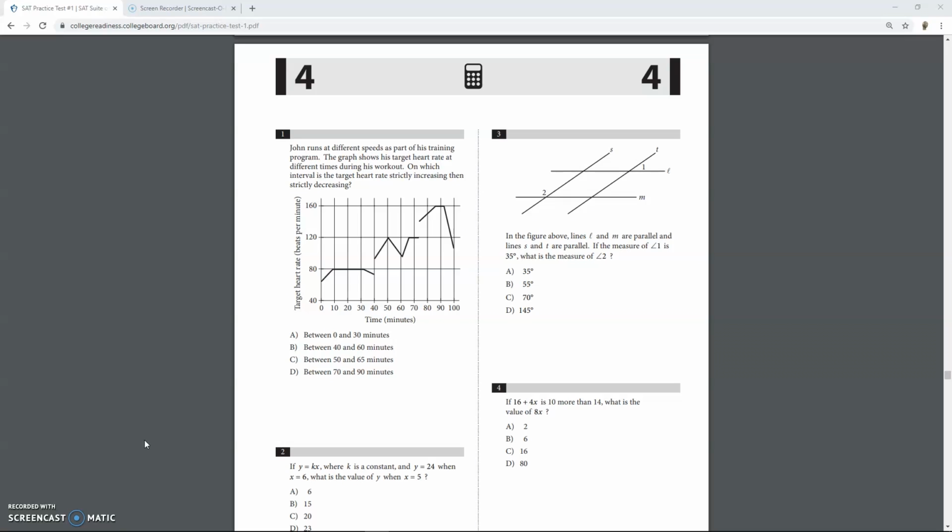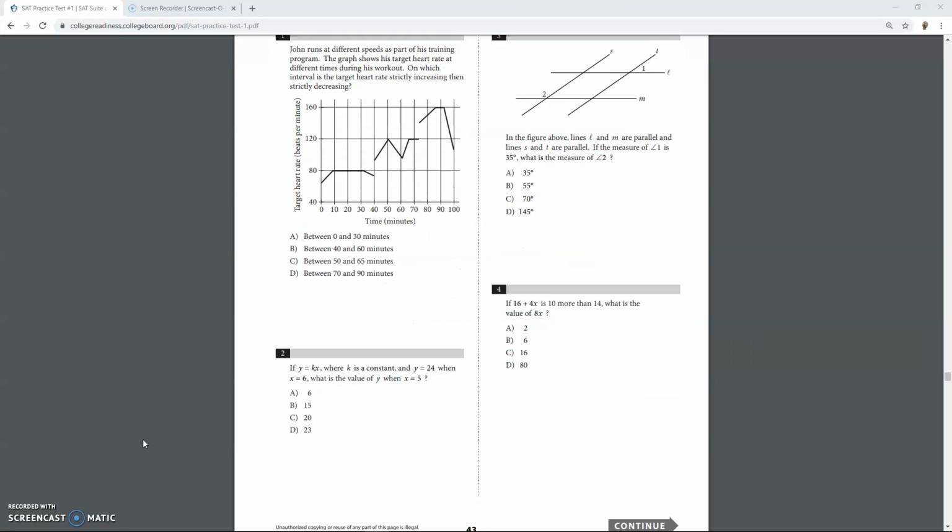So that is the part where the question wants. And for 50 to 65, that is decrease, increase, and flat. So it's wrong. For 70 to 90 minutes, it is flat and then increase, so it is also wrong.